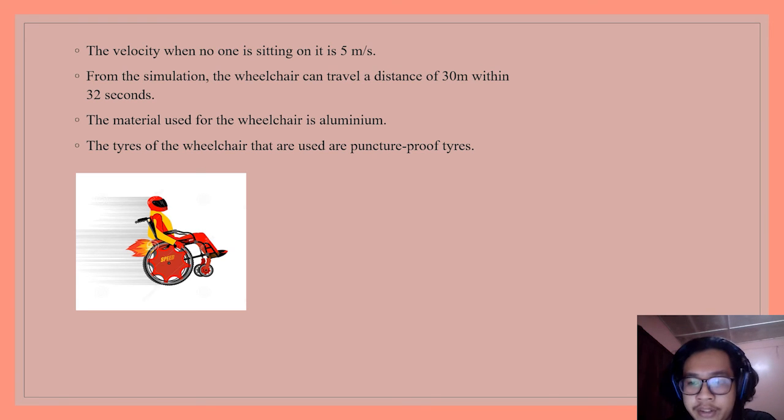But the maintenance of the motor may be a bit costly, but we don't think that it will overshadow the other advantages of the designed wheelchair. And the tires used on the wheelchair are puncture-proof tires, to prevent them from deflating when it moves around sharp objects in the facility area.